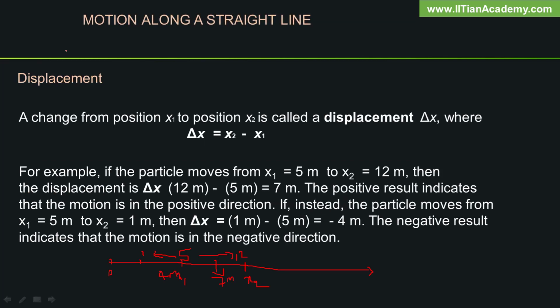Here is the definition of displacement: a change from position x1 to position x2 is called a displacement. It is denoted by delta symbol. If a particle moves from position x1, which is at 5 meter, to position x2, which is 12 meter, then displacement is 12 minus 5, which is 7 meter.